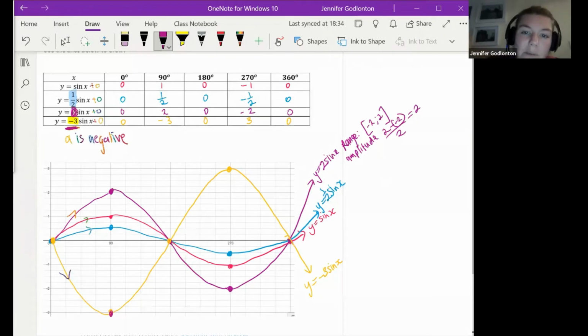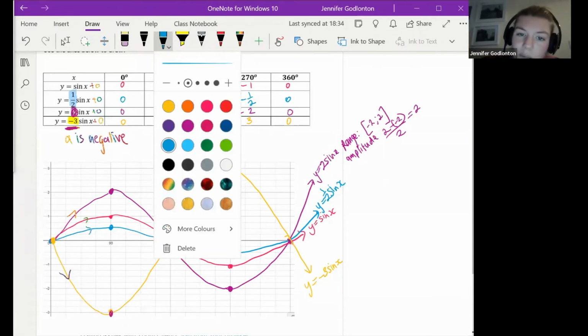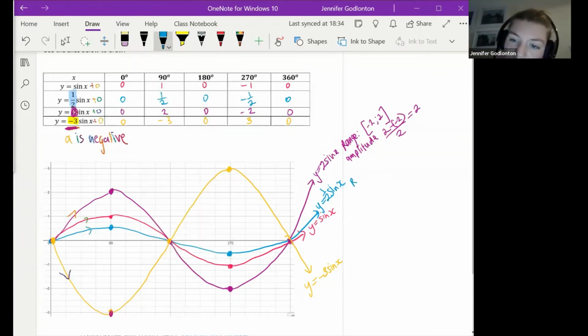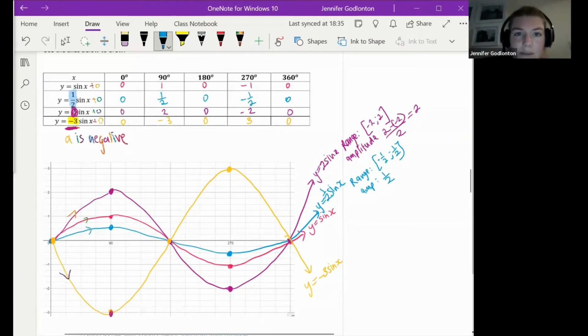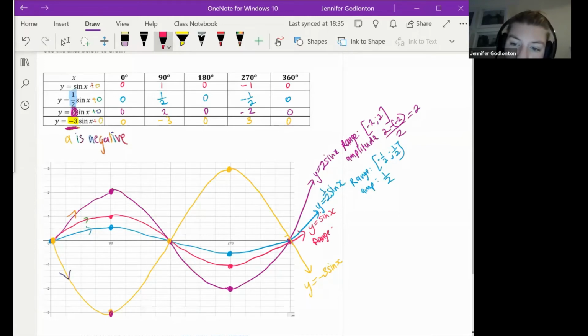Okay, let's look at our blue graph. Blue graph, our range of our blue graph, we're going from -0.5 to +0.5. And our amplitude is going to be 1/2. Okay, so our max minus our min over 2, and you can do that all in your calculator. Let's have a look at our sine graph, just this pink one over here. Our range, we've just spoken about it. It's between -1 and 1, and our amplitude is going to be 1.